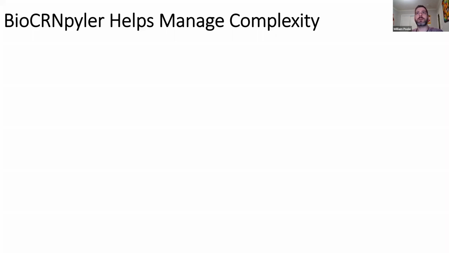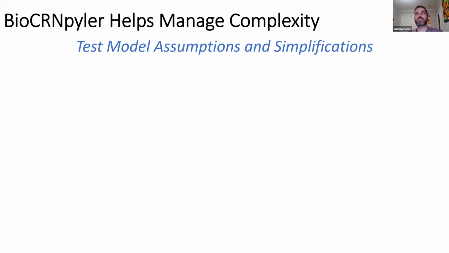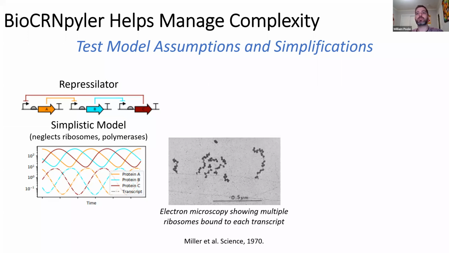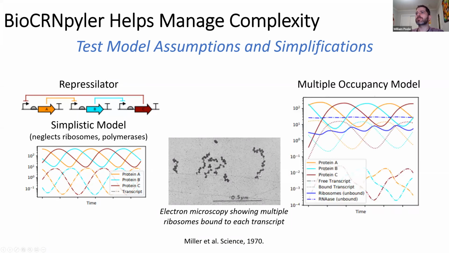So finally, Biocompiler helps manage complexity. So this lets you test modeling assumptions and simplifications. If you look at the repressor layer, this is very idealized. In actuality, if you look at transcription, say under this electron microscope, you'll see that there's many ribosomes bound to any given transcript. So I can ask, if I make the same model of the repressor layer, but with multiple occupancy where many ribosomes can bind to one transcript, do I still get the same dynamics? Well, they're a little different, but I still oscillate. So it's showing that the simplifications made in this very simple model with no ribosomes are actually not terrible compared to a model that has a very high occupancy of ribosomes in the transcript.